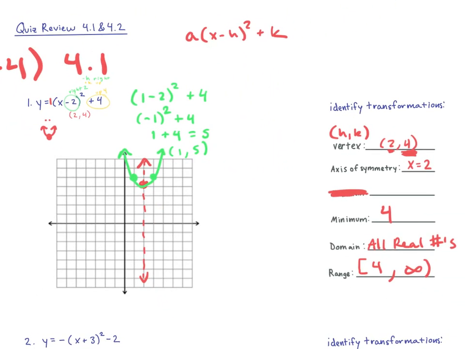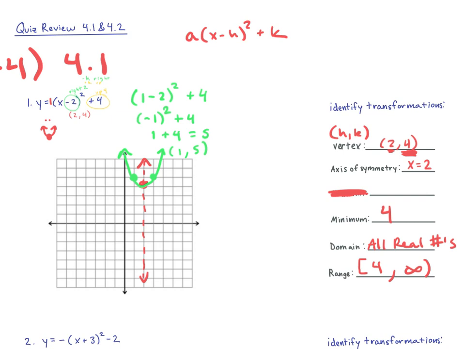So on your quiz, you're going to have questions, like one question will just be, what's the vertex? Another question will be, what's the axis of symmetry? Another one will be, identify the transformations. So this is like a lot of questions in one. So I just made the review where you have to find everything, that way you know how to do it all.